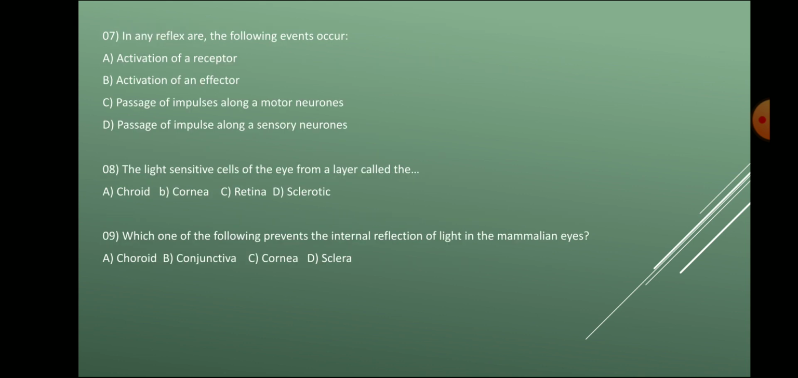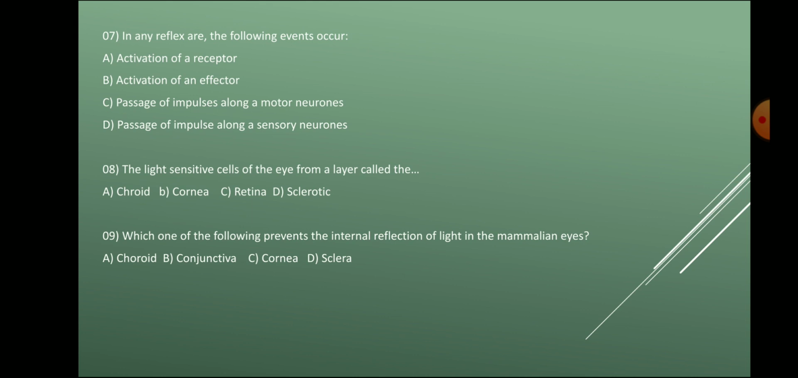The next question is, in any reflex arc, the following events occur. A, activation of a receptor; B, activation of an effector; C, passage of impulse along motor neurons; and D, passage of impulse along sensory neurons. So the correct answer is activation of an effector organ. So in the reflex arc, the activation of the effector organ takes place.